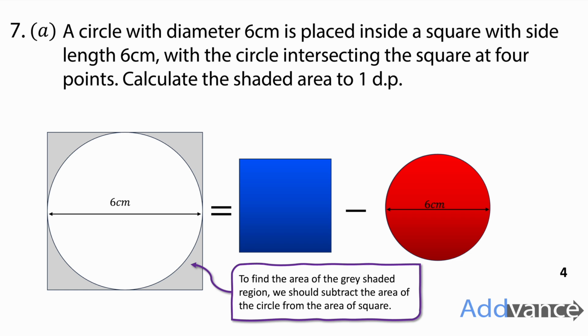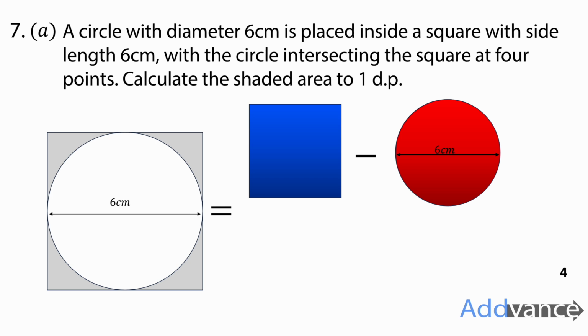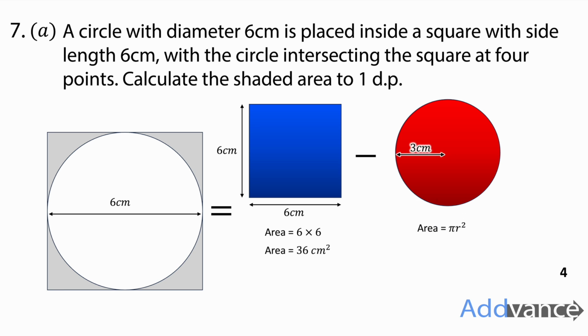Okay, so that should be easy enough. We're going to work out the area of the square, which is 6 by 6. 6 times 6 is 36, so the area is 36 centimeters squared.